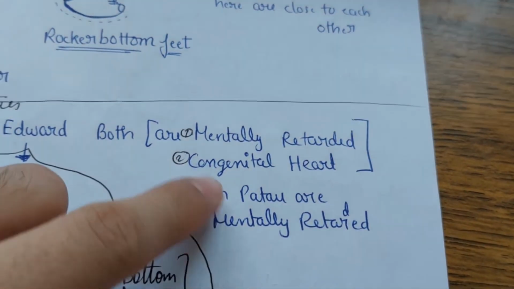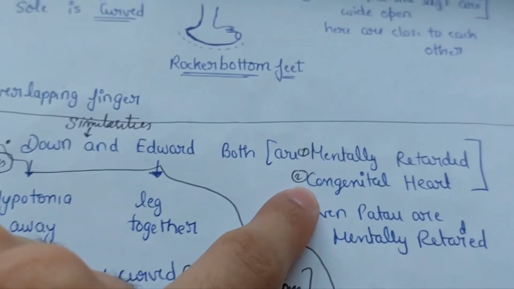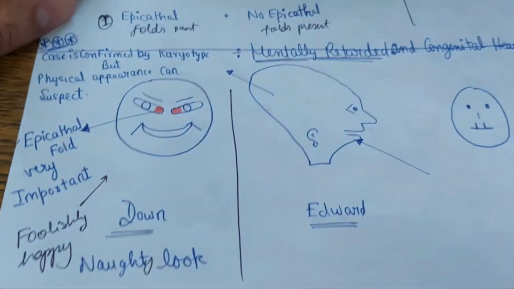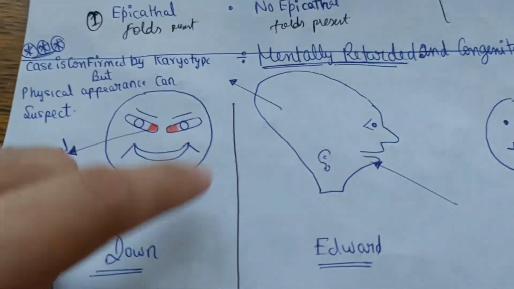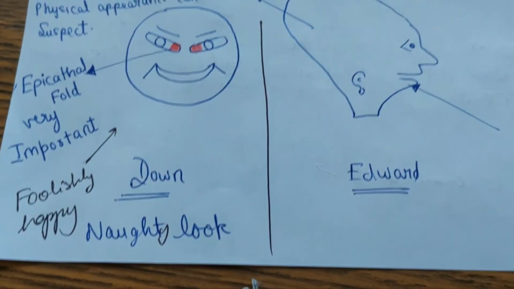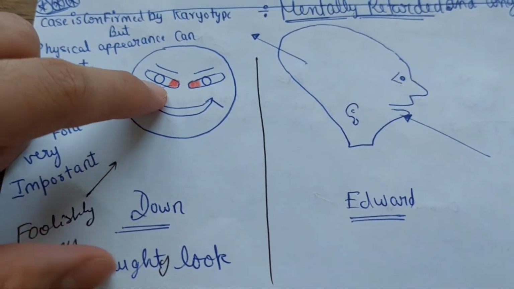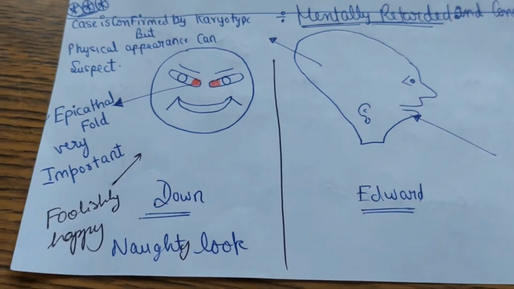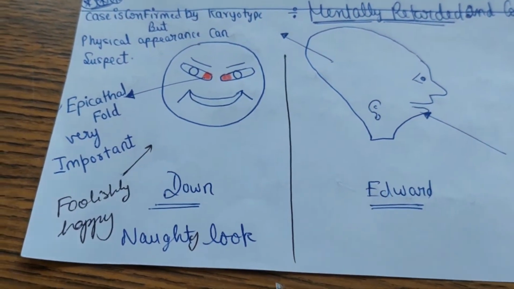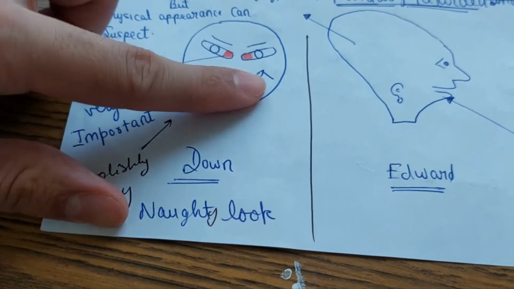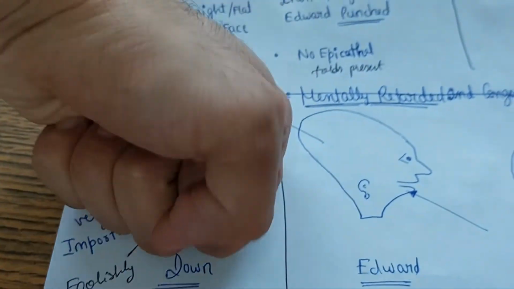Now if we compare Down and Edwards, what are the similarities? In both Down and Edwards syndrome, the patients are going to be mentally retarded. Patients suffering with Down syndrome and Edwards syndrome are both going to have congenital heart defects. The differences between Down syndrome and Edwards syndrome are that in Down syndrome epicanthal folds are present. In Edwards syndrome, epicanthal folds are not there.